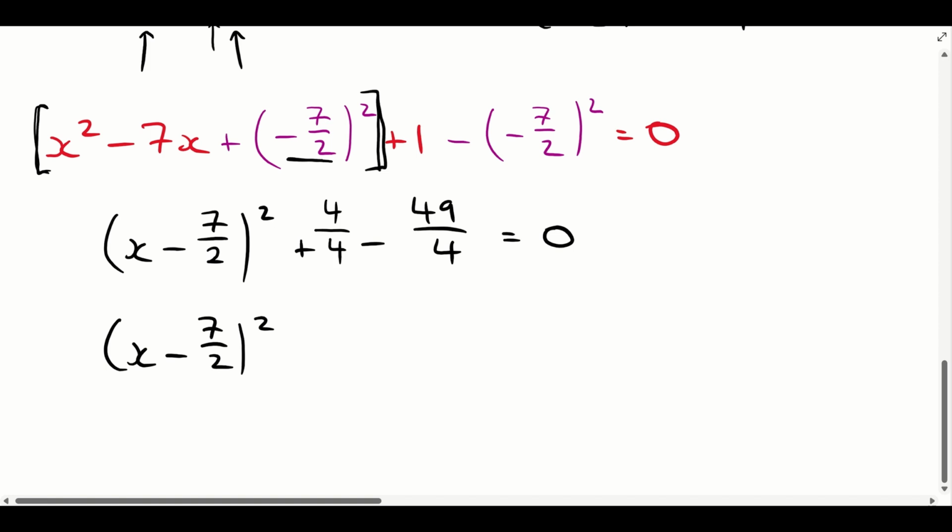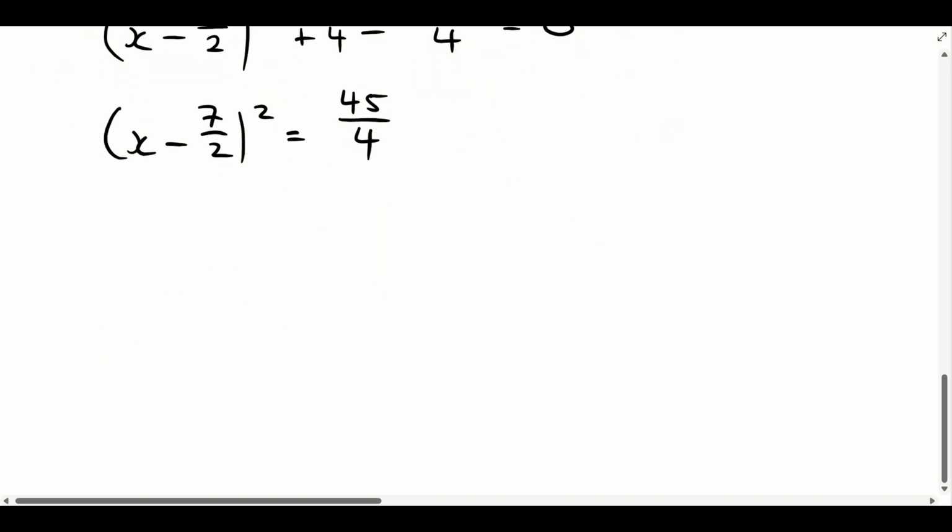Like that. So when I move all of this over to the other side of the equation, 4 minus 49, I get negative 45. And then when I move it over to the other side, I get positive 45 over 4. Now if I take the square root of both sides, x minus 7 over 2 is plus or minus the square root of 45 over 4.